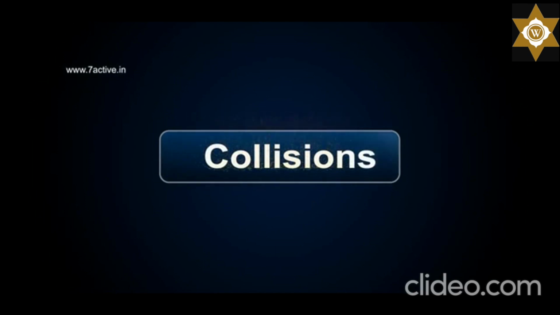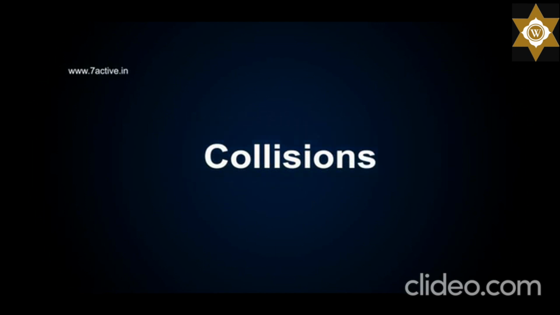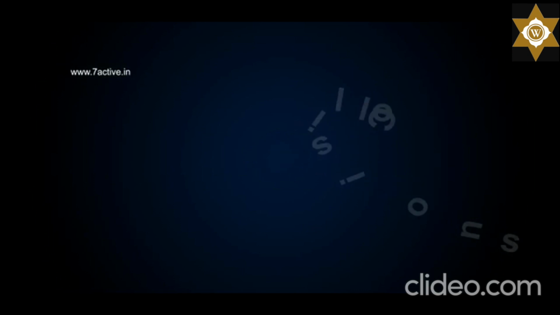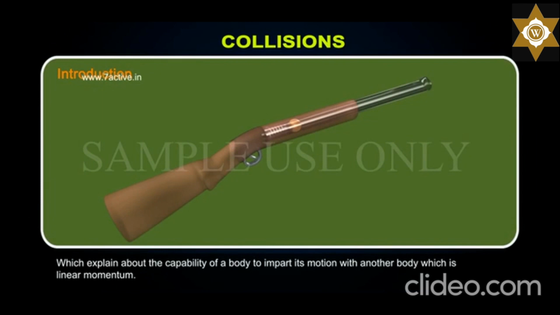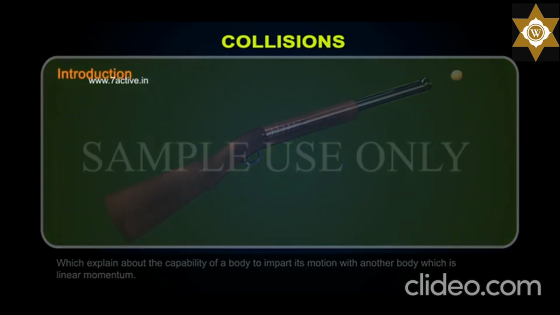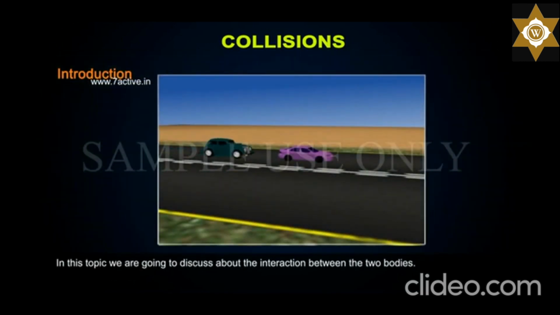Collisions. Introduction. In the previous topics, we have defined the most important quantity which explains the capability of a body to impart its motion to another body, which is linear momentum. In this topic, we are going to discuss the interaction between two bodies.